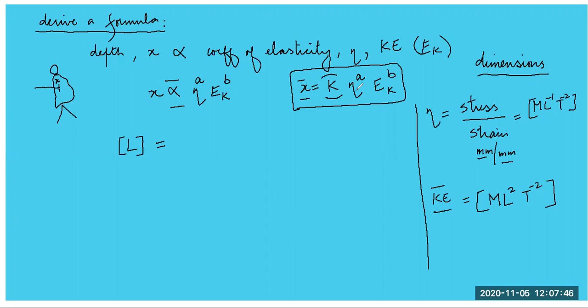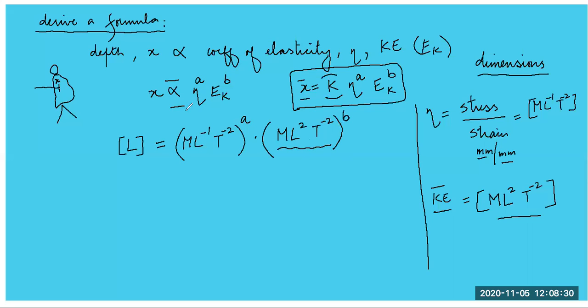So instead of coefficient of elasticity, we will write which formula? Here we will write ML^-1 T^-2 raised to power a, into kinetic energy. Kinetic energy is ML^2 T^-2, raised to power b.